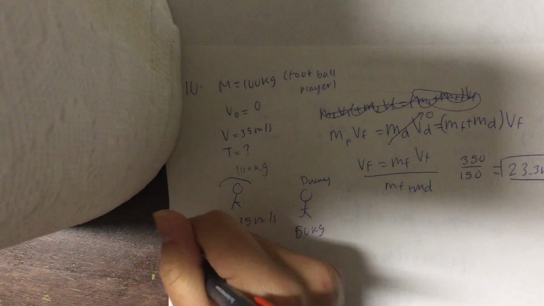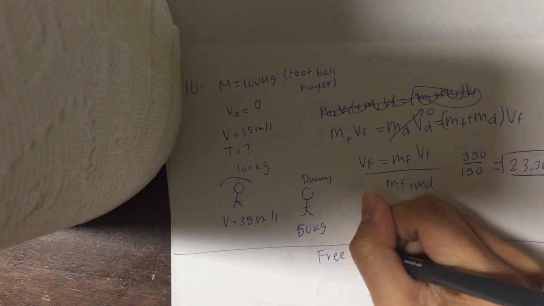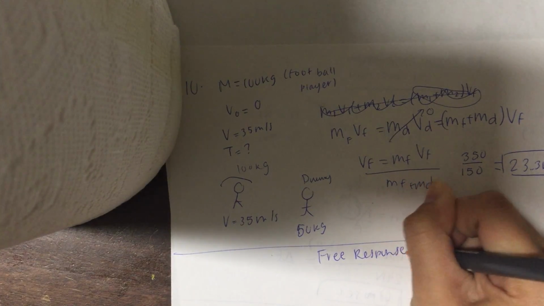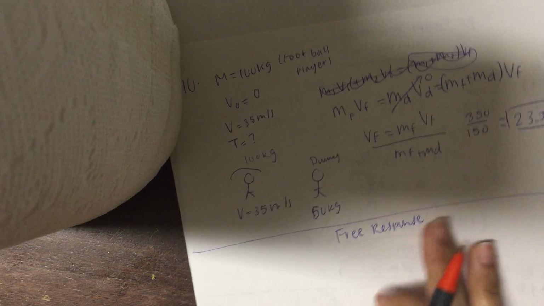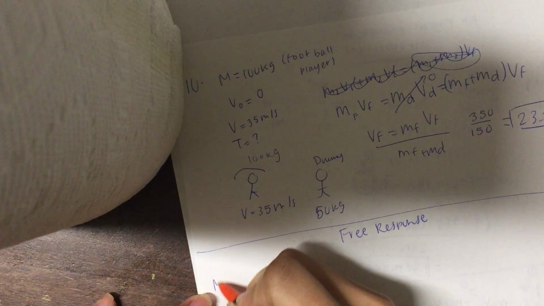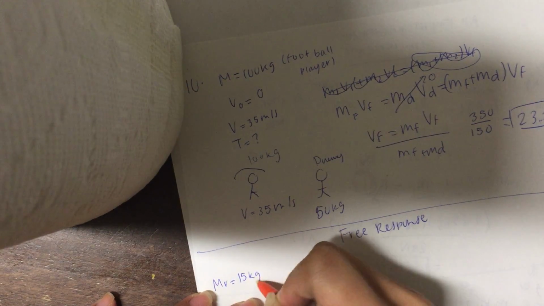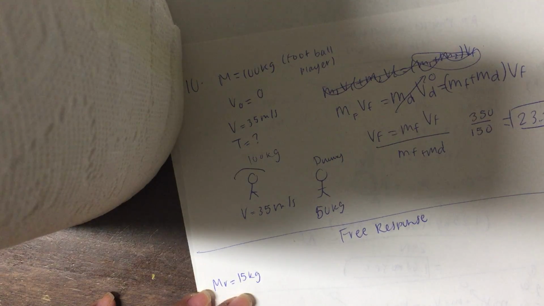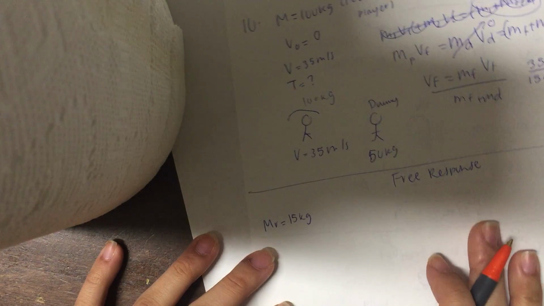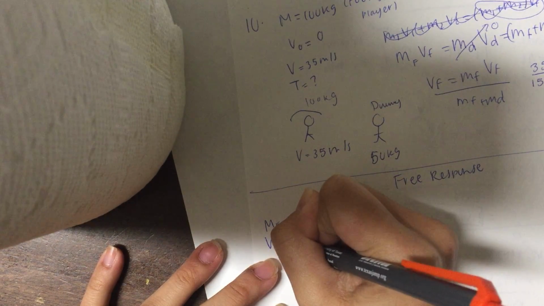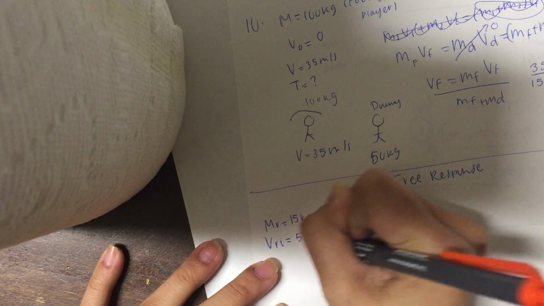Okay, the free response. Okay, the first one. A red car has a mass of 15 kilograms. So the mass of the red equals 15 kilograms. And it moves to the right at 5 meters per second. So velocity of red initial is 5 meters per second.